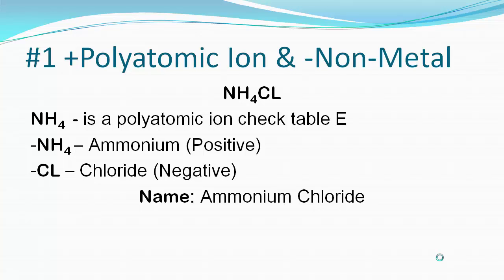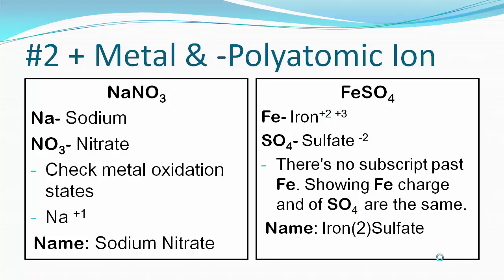Name the metal: there is no metal. Name the non-metal: it's chloride, so we have to make it IDE. And then check the metal for multiple oxidation states. If there's no metal, there's nothing to check. So the name is simply ammonium chloride.